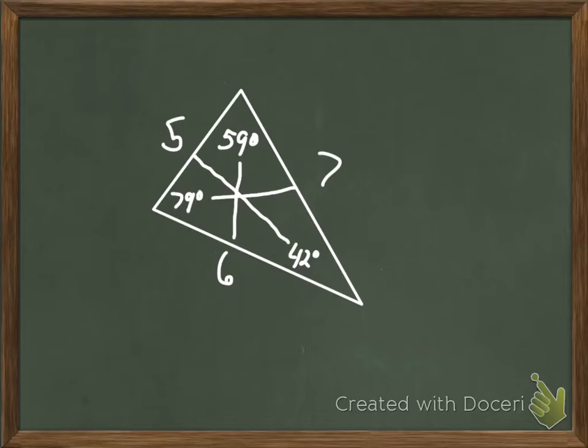So that's what we see happening here. In any triangle you have ever seen, the biggest side is always across from the biggest angle. Just like the smallest side is across from the smallest angle, and vice versa. The smallest angle is across from the smallest side, the biggest angle is across from the biggest side.